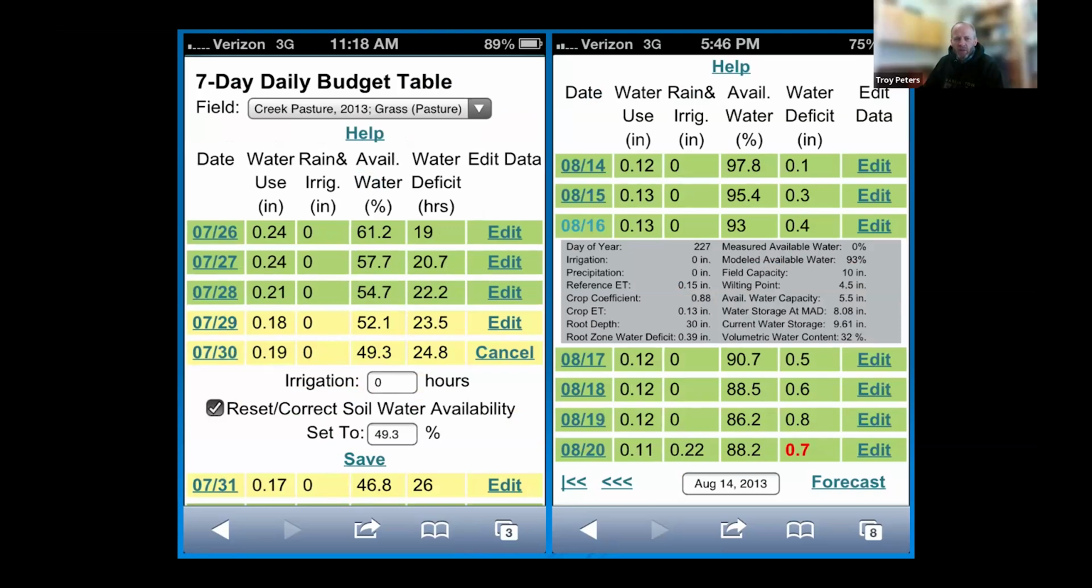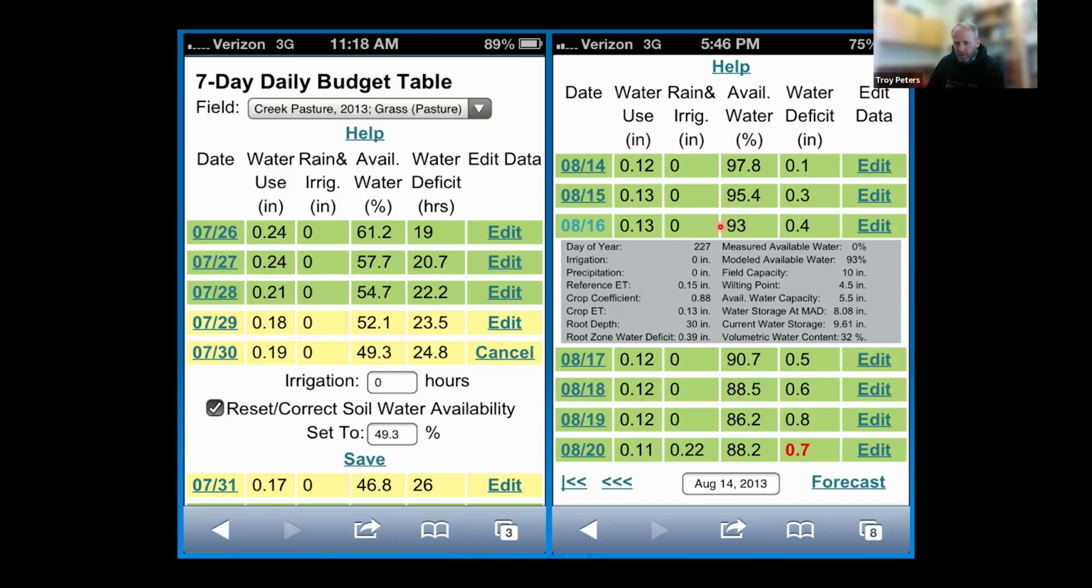You click on the date or edit, and it allows you to put in your irrigation amounts. So one thing, we aren't connected to every single irrigation system in the state, so we don't know when you apply irrigation or how much. So you have to enter it here. Or if it's wrong or you just want to, let's say you didn't keep track of things the beginning of the season, you just want to start from today. You say, well, I think it's about 50%. You can reset or correct the soil water availability and set it to whatever you think it is, and then it'll model from that point on forward.